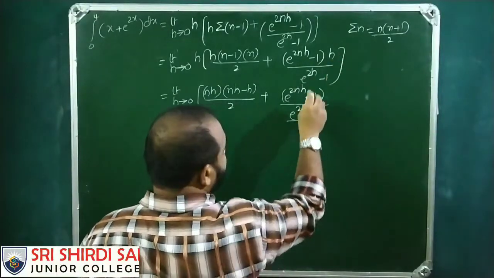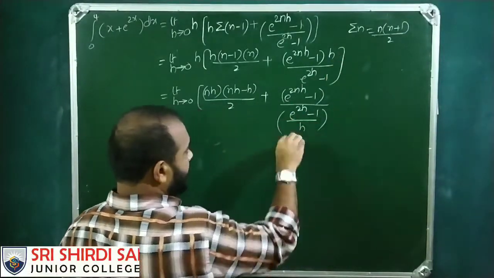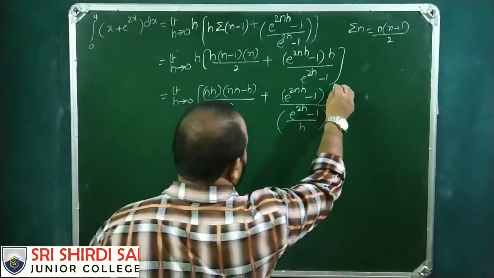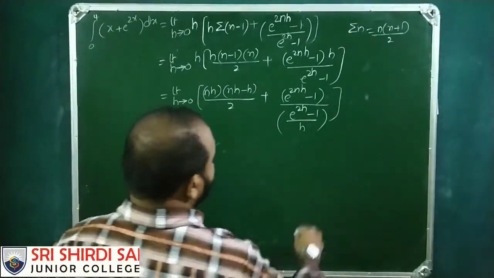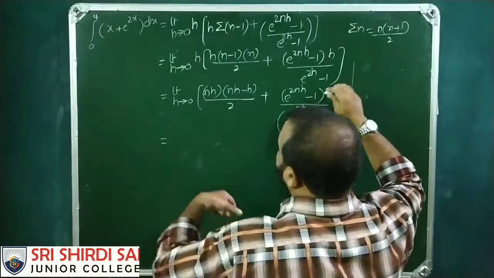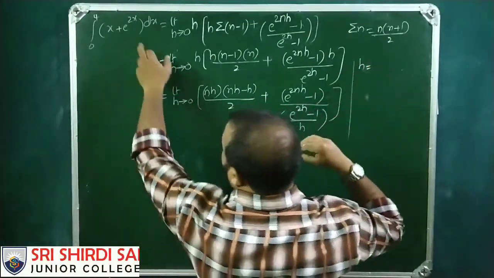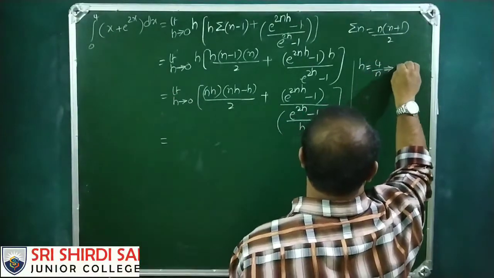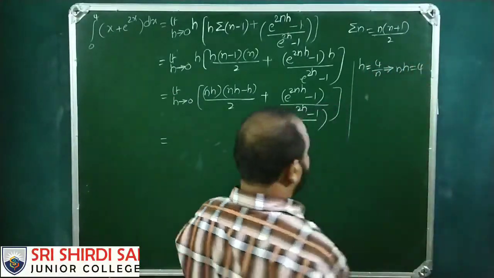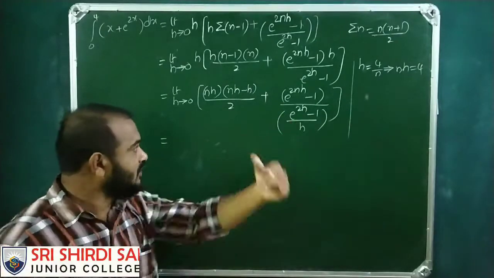The remaining h gives 1/h, can I write? So what is nh? h equals (4 - 0)/n, which is 4/n. From this, nh equals 4. Shortly we will be using it.